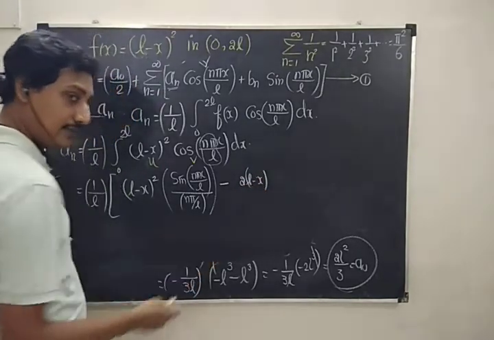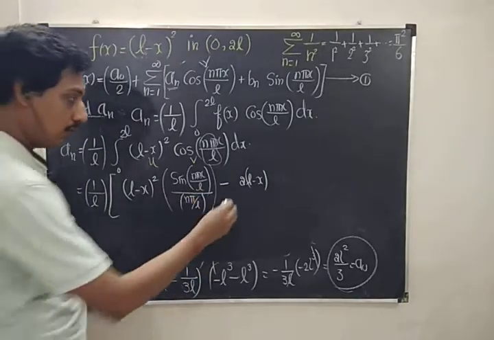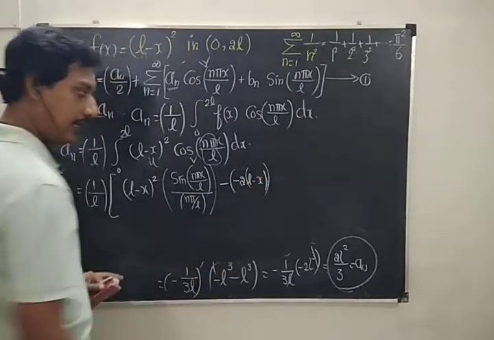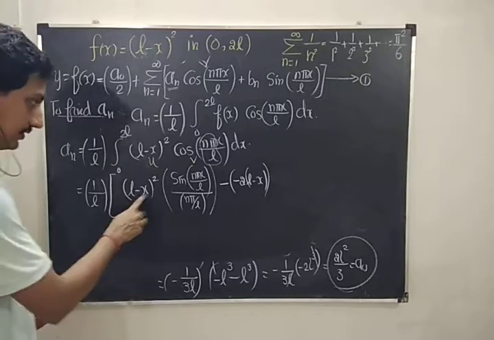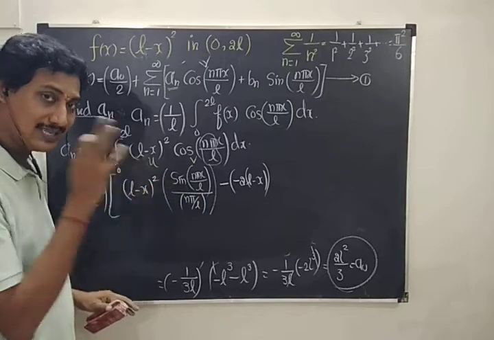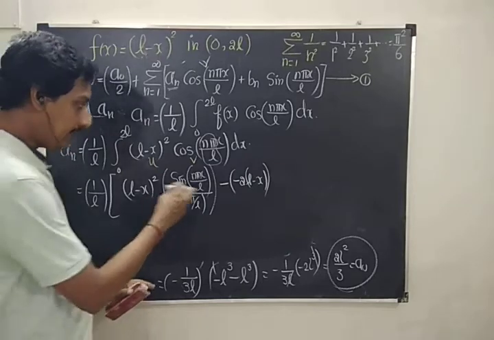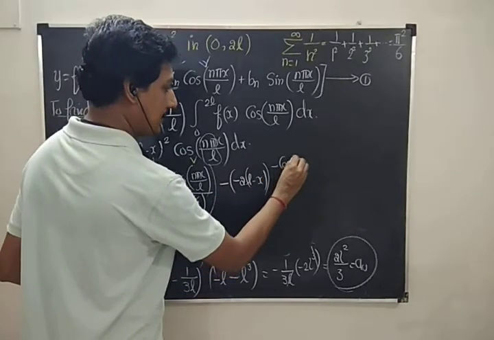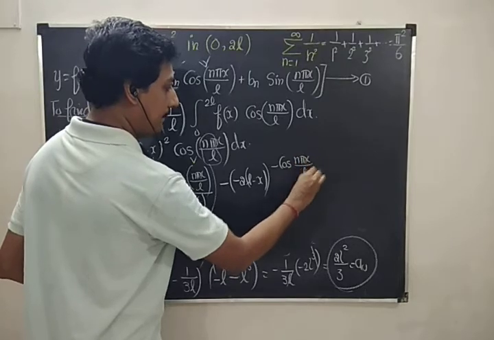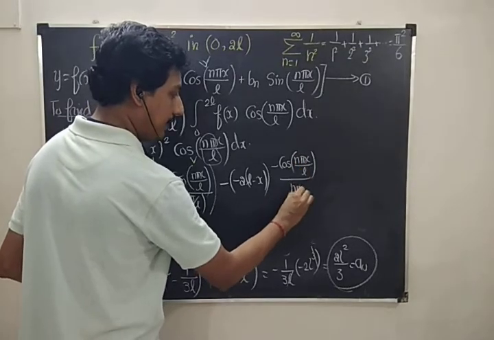What about L minus x differentiation by using chain rule? Minus 1. So minus 2 into (L minus x). So differentiation of this one. You need to be careful about this term because minus x is there, so minus multiply. Sine integration is minus cos n pi x by L by (n pi by L) whole square.